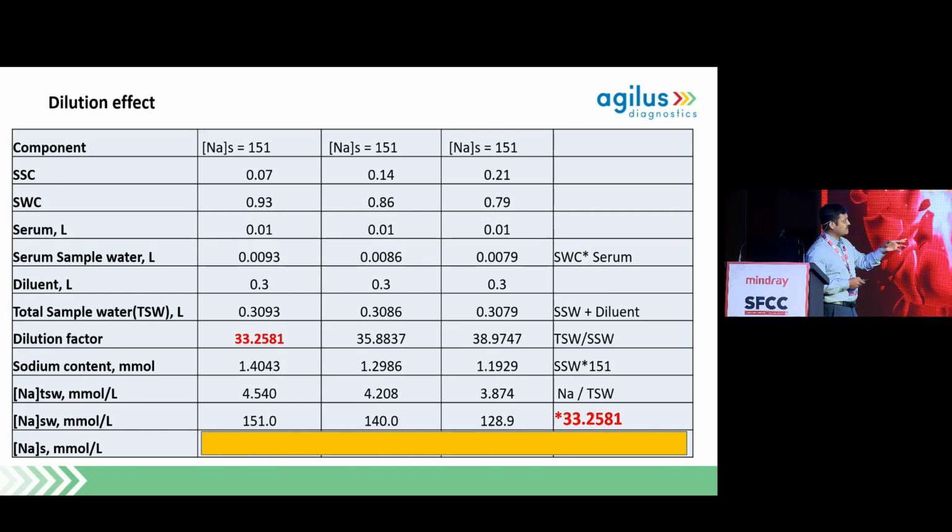But in the second and third cases, the instrument is prefixed for 7% only. It won't use a different dilution factor. It will use the same first dilution factor in all the calculations. Same 33.3. The 151 became 140 in the second case and 128.9 in the third case. The calculation doesn't stop here.